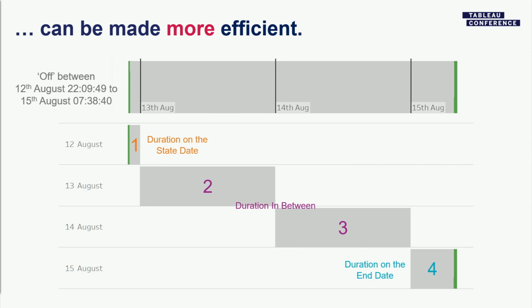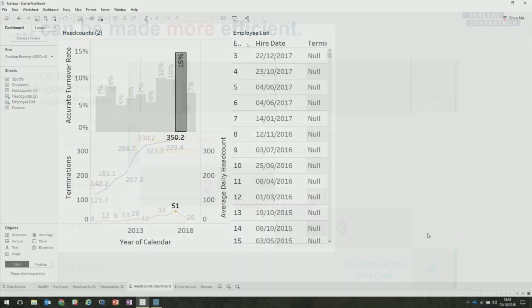Then we have duration in between. These are the whole days in between that the device is in a particular state for. And finally, number 4, we have duration on the end date, which is midnight on the end date through to the time that the device then changes state to the next state. Oh, spoiling the answer there. Let me jump into Prep to show you how we can build this out.